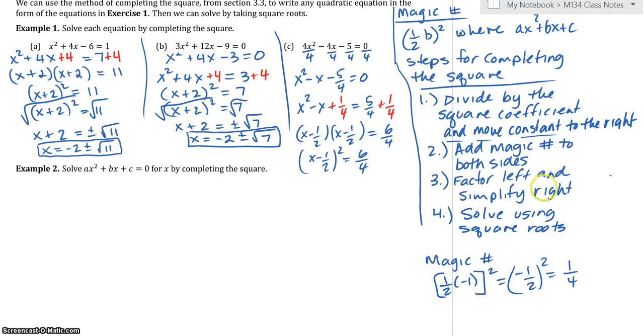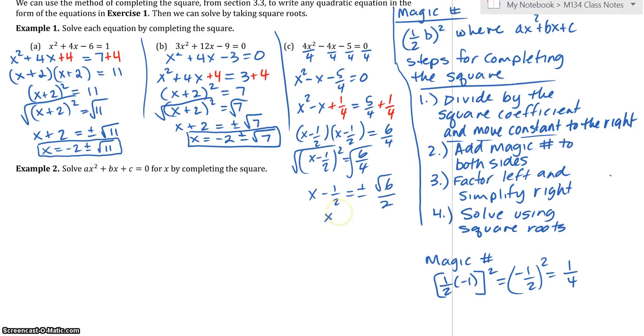So we factored the left, simplified the right. Now we're going to solve using square roots. Square root of both sides. The left side is just x minus 1/2, and whatever is in the square root. Let's add a plus or minus. Square root of 6, I'm just going to leave because it's not perfect. But square root of 4 is actually 2.